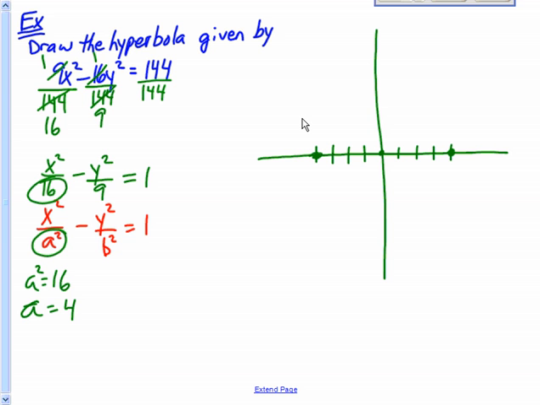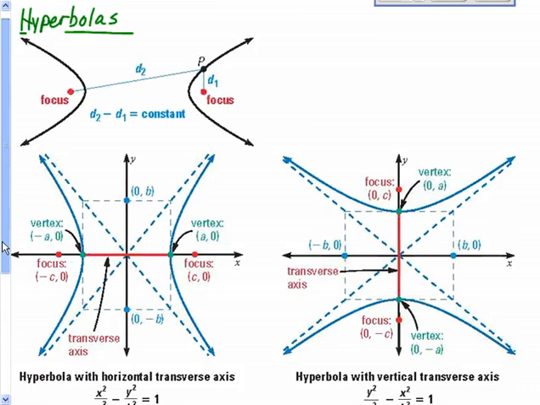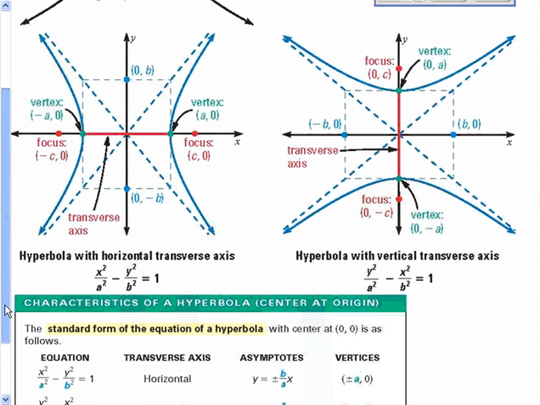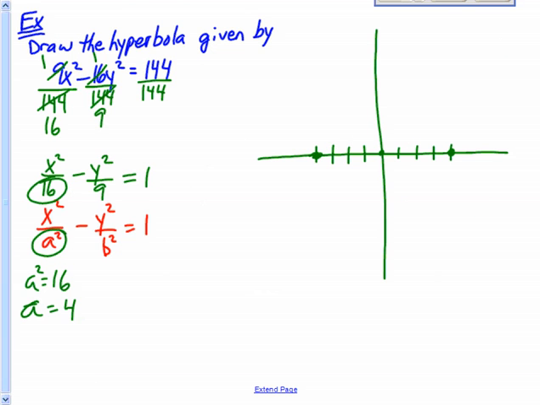Okay, so you're thinking about this picture right here on the left-hand side. Okay, this is the one we're looking at, the hyperbola with a horizontal transverse axis. Okay, and I'm just putting my vertex on. So I'm at 4, 0. I'm at negative 4, 0 on this thing. Okay, let's go back. All right, so now we have that.